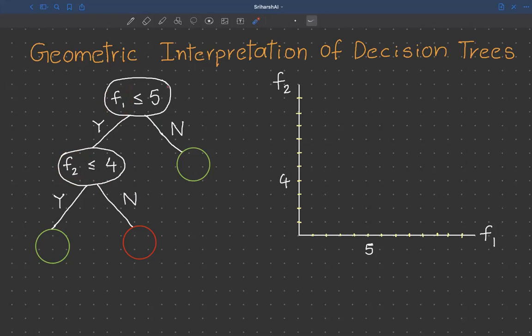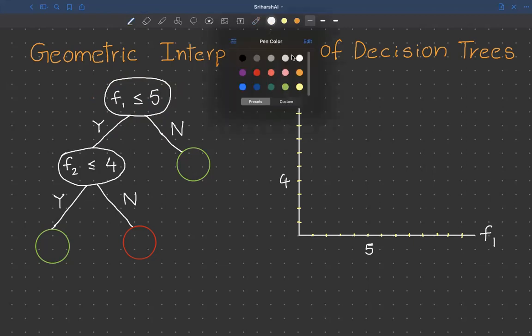So let's try to parse this tree from the root node. The root node says if feature F1 is less than or equal to 5, then go to the left hand side. If this condition is true, we go to the left hand side of the tree. If this condition is false, we go to the right hand side of the tree. So now let's see how to represent this geometrically. Here it says feature F1 is less than or equal to 5. If it is true, we go to the left hand side. If it is false, we go to the right hand side.